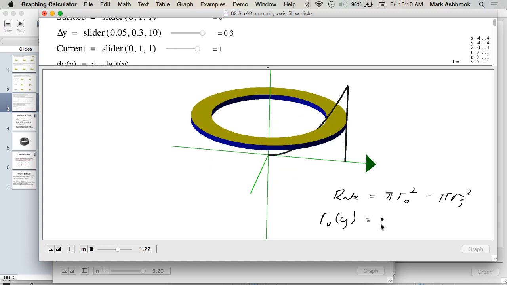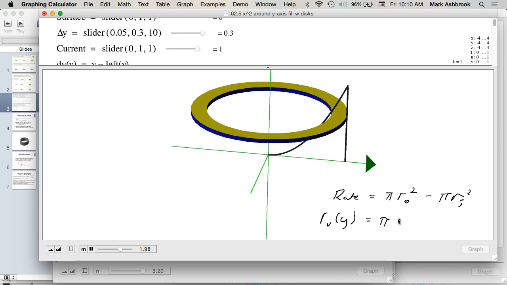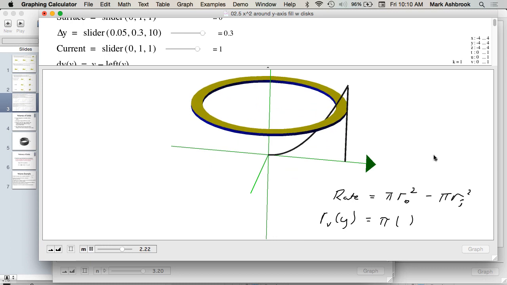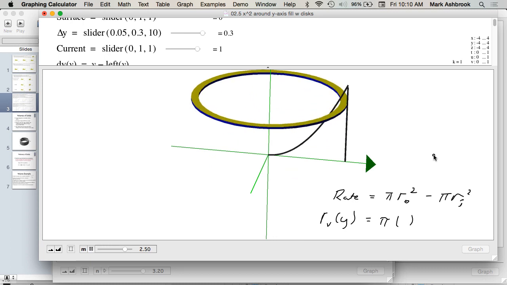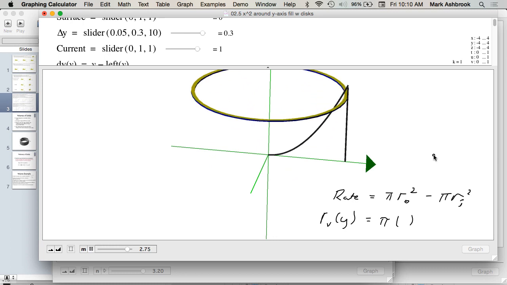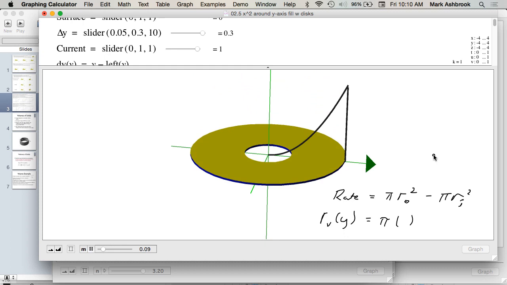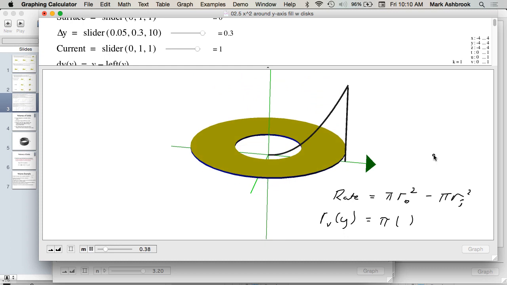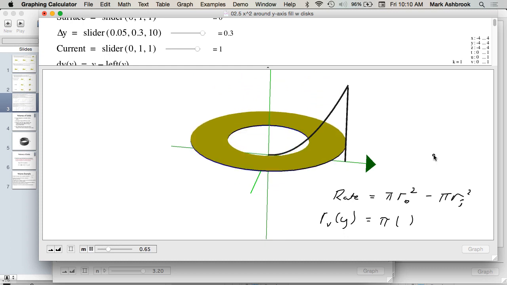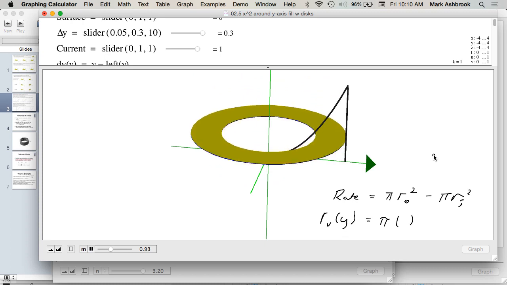What's the outer radius in terms of y of any one of those cylinders? It's so easy, it's hard, right? What's the outer radius? Always 1. It doesn't depend on y. It's just always 1. So we write 1.